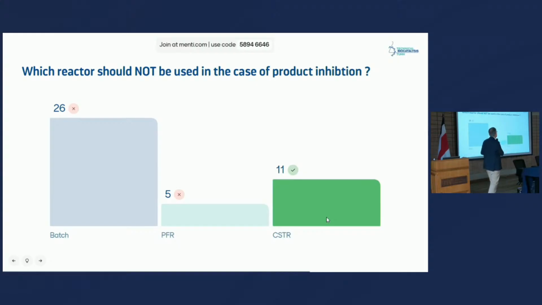What you will not use is a CSTR. You will use a batch and you will use a plug flow reactor. Why this is, I will explain in a second. Let's take a look at the leaderboard.